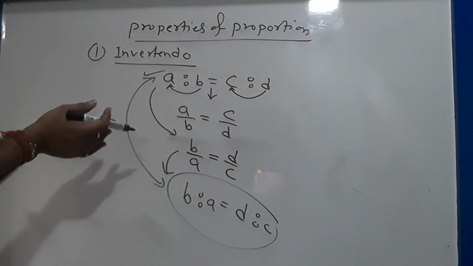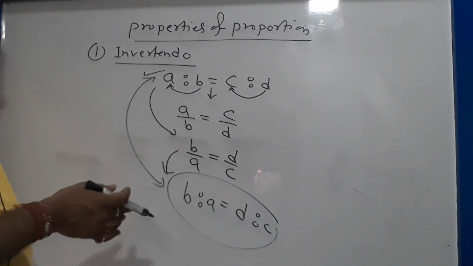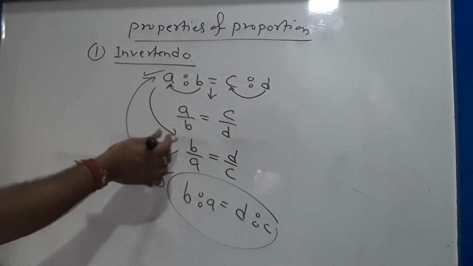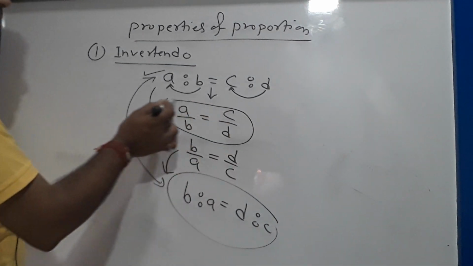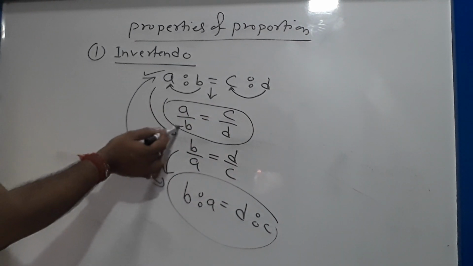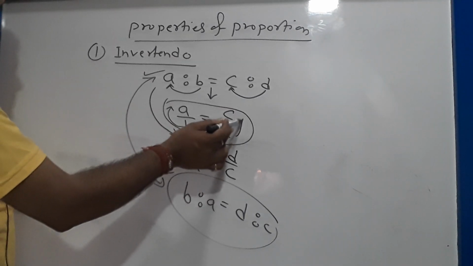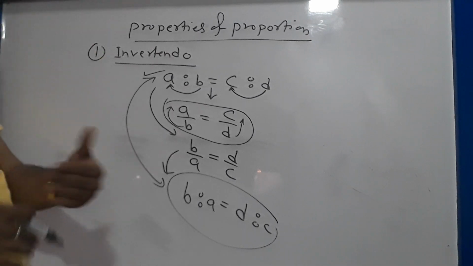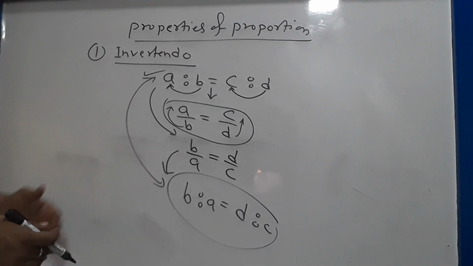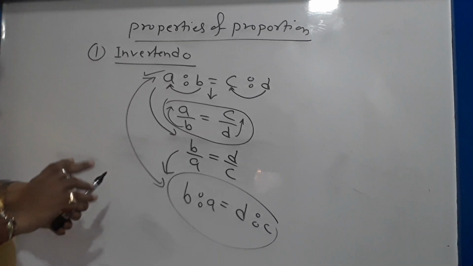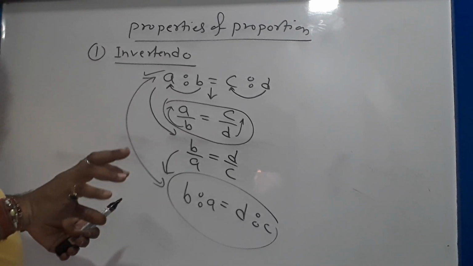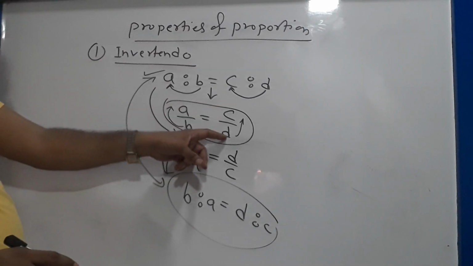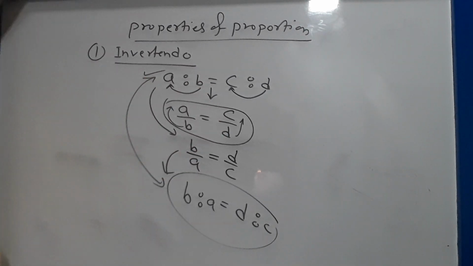So A ratio B is equal to C ratio D means B ratio A is equal to D ratio C. Or if you come across A upon B is equal to C upon D, by invertendo I can write B upon A is equal to D upon C. So by using invertendo, we can invert the ratio. A ratio B I can write B ratio A, and C ratio D I can write D ratio C or D upon C.